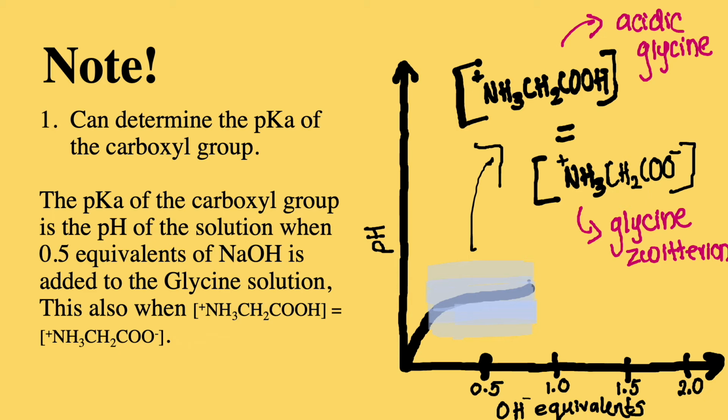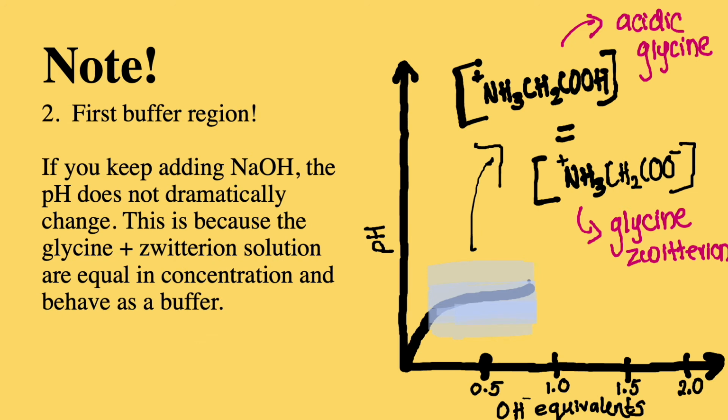In other words, the pKa of the carboxyl group is the pH of the solution when 0.5 equivalents of NaOH is added to the glycine solution. Secondly, if you keep adding more NaOH to the glycine solution, you will find that the pH reading does not dramatically change as it did before. This is because the glycine and the zwitterion solution now behaves as a buffer.